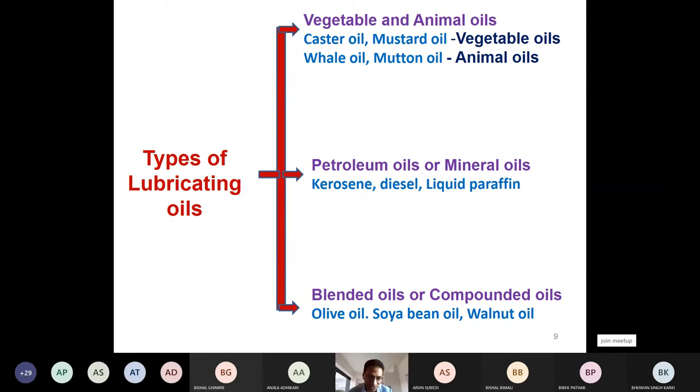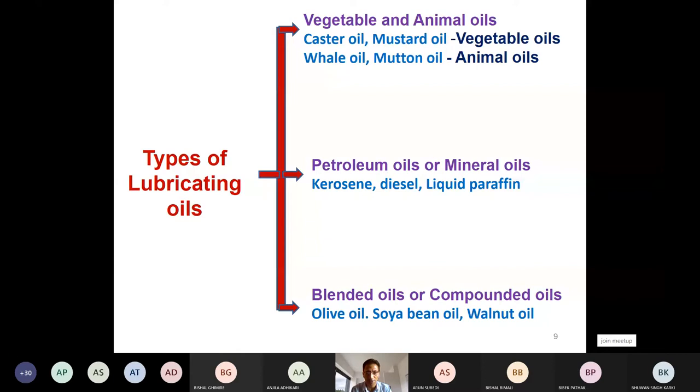In the next slide, olive oil, soybean oil, walnut oil. Detailed information about the blended oil and why it is known as blended oil, and why compounded oil, in the next lecture. In the next slide, then you will get detailed information about the blended oil and compounded oil.